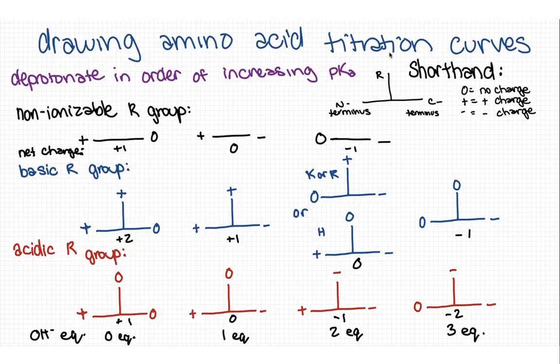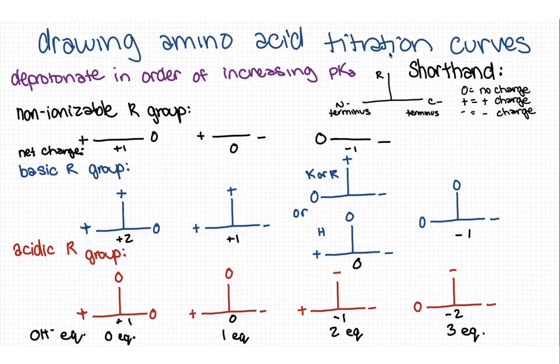So this is going to be something that is most of our amino acids. So the things that are non-polar and the things that are polar but don't have an ionizable side group. Then we don't have to worry about the R group, so we can just draw a straight line. And then we'll have cases where we have our basic R groups or our acidic R groups.